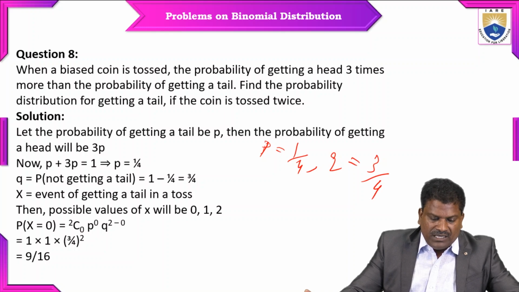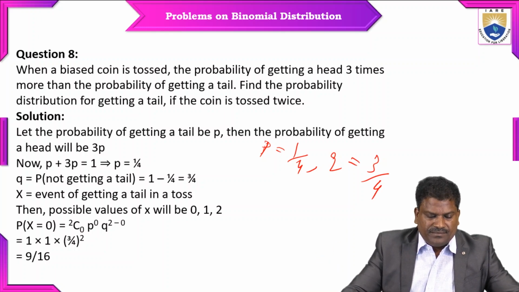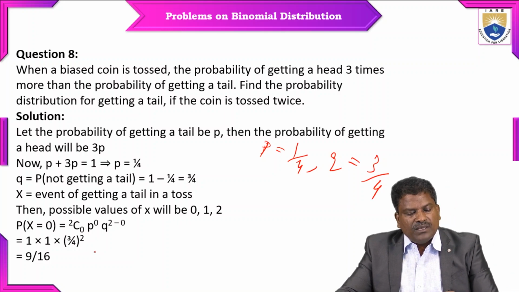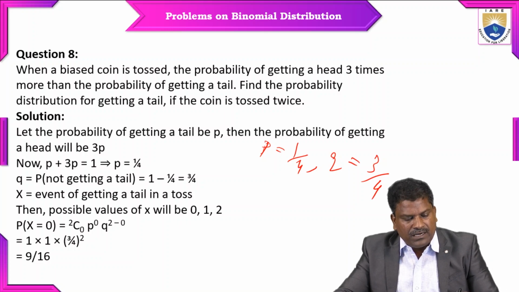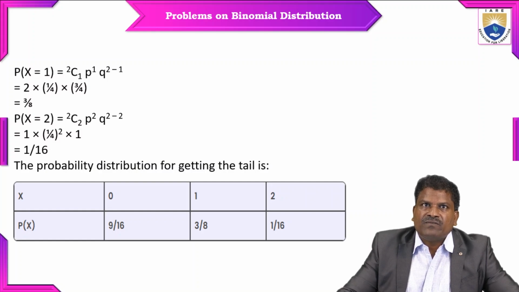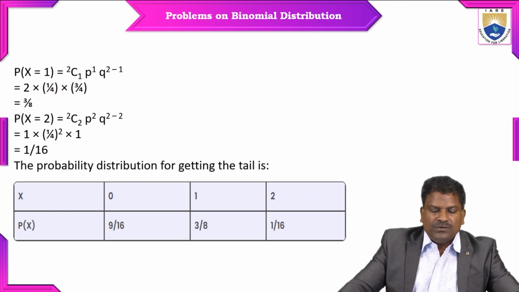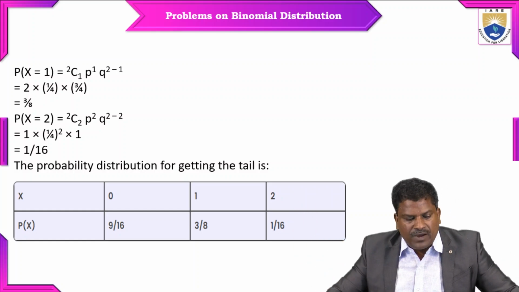X is the event of getting a tail in a toss. Then possible values of X will be 0, 1, 2. You find P of X is equal to 0. Keep in that formula, nCr P to the power r into Q to the power n minus r. It is coming 9 by 16. Find P of X is equal to 1. It is 3 by 8. Find P of X is equal to 2. 1 by 16. Keep all these in one tabular form.